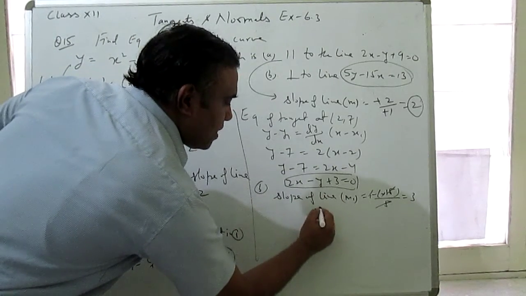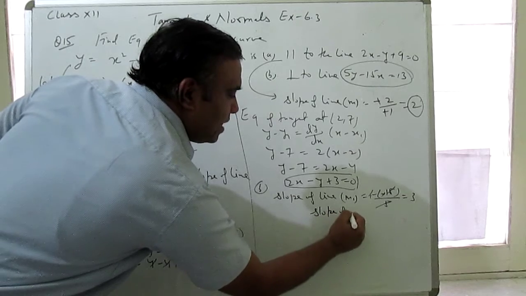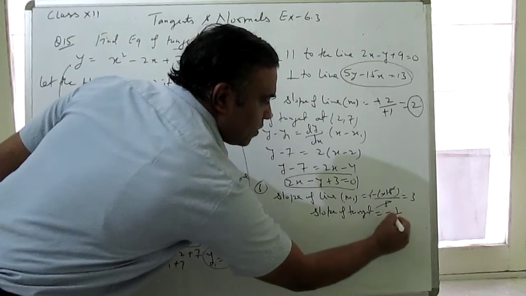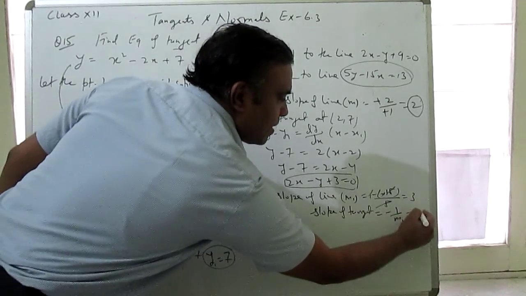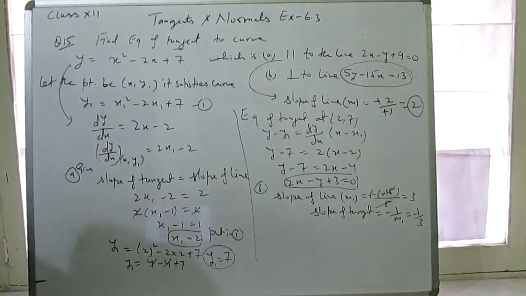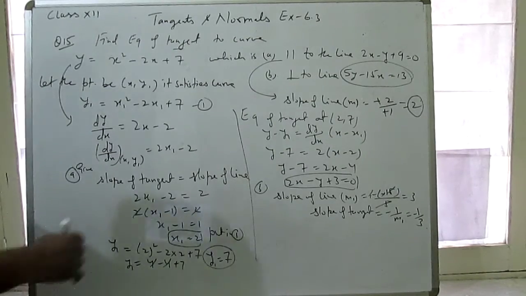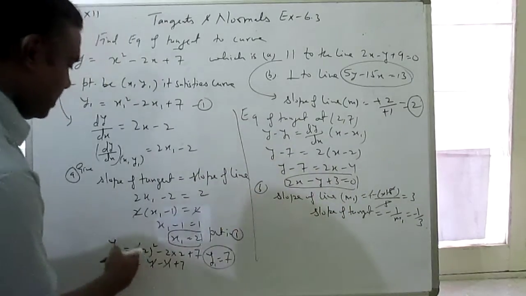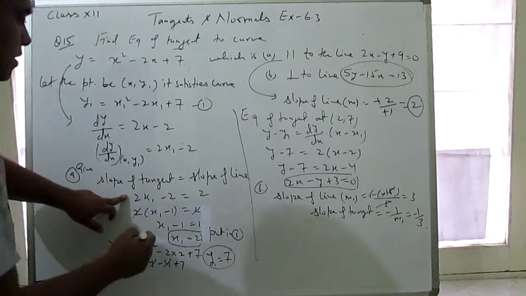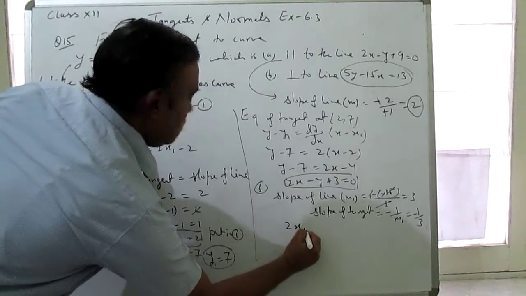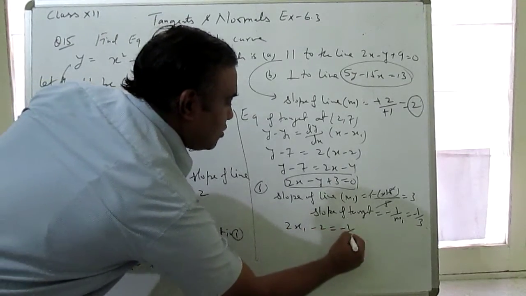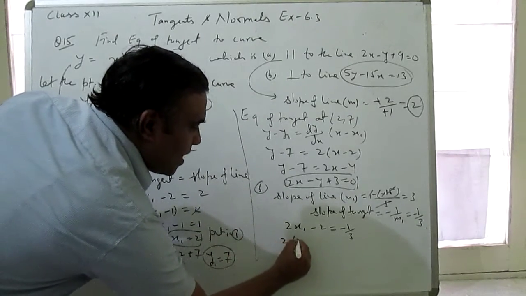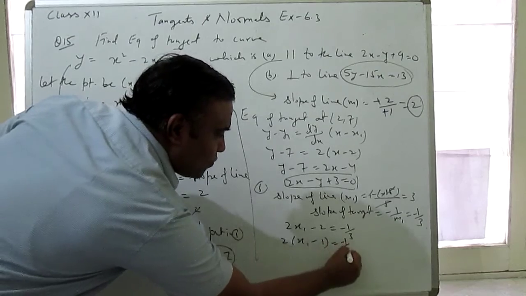Slope of tangent क्या हो जाएगा? Slope of tangent हो जाएगा, ये perpendicular है तो tangent हो जाएगा -1 upon m1, so it is -1 by 3. So condition हो गई slope of tangent is equal to slope of tangent. एक्चुअल में कितना निकाला अपन ने, what is the slope of tangent, 2x1 minus 2 is equal to minus 1 by 3.